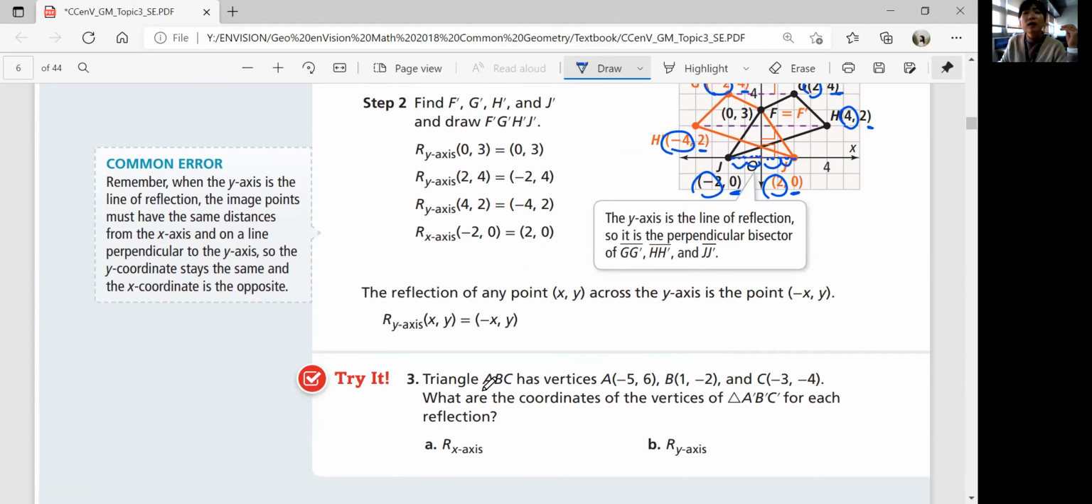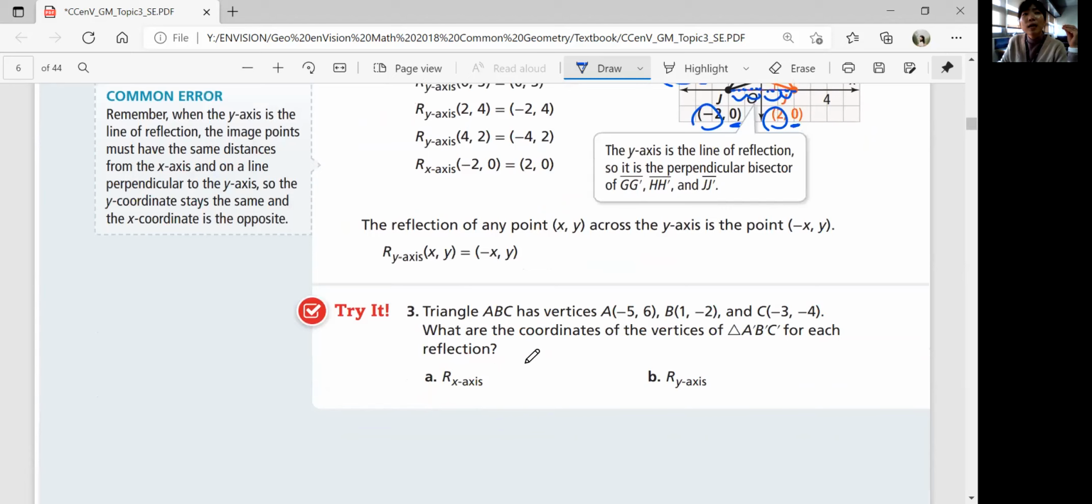All right, let's look at 3A and B. Reflect this triangle ABC across the x-axis and the y-axis. Remember the notation? This means reflect across the x-axis and reflect across the y-axis. Find out the coordinate points after your reflections. Come back when you're ready.